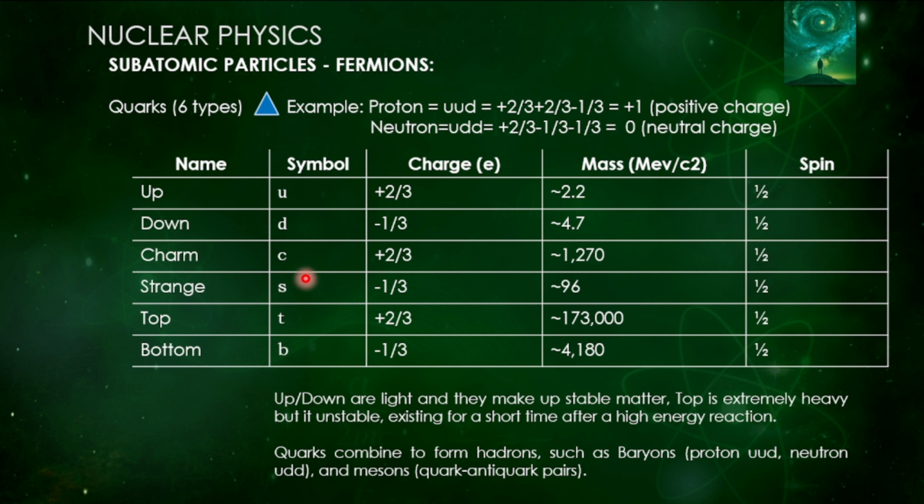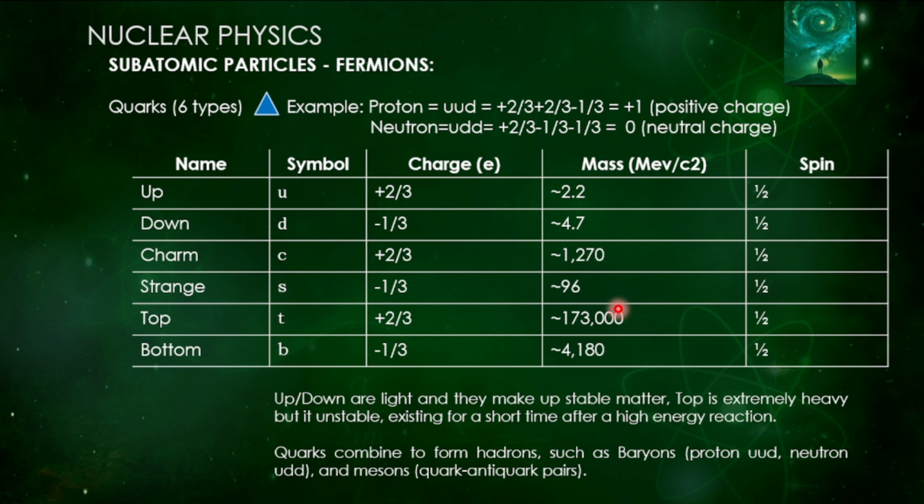Strange, denoted by S, has a negative charge, -1/3, and a mass of around 96 mega electron volts per c square. Top, or T, has a positive charge of +2/3 and a very huge mass of 173,000 mega electron volts per c square. Perhaps that's why they call it top.